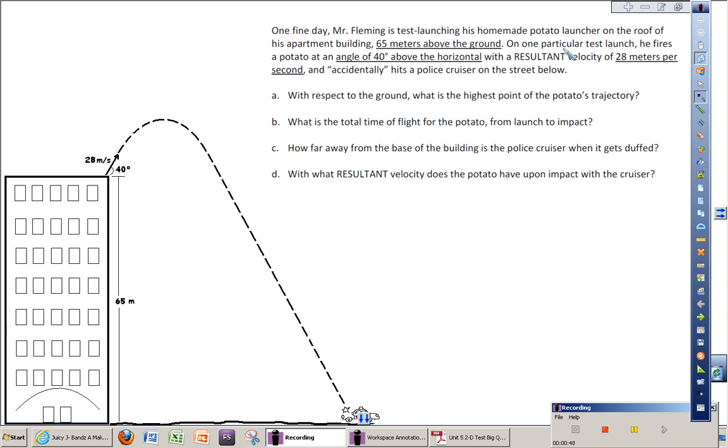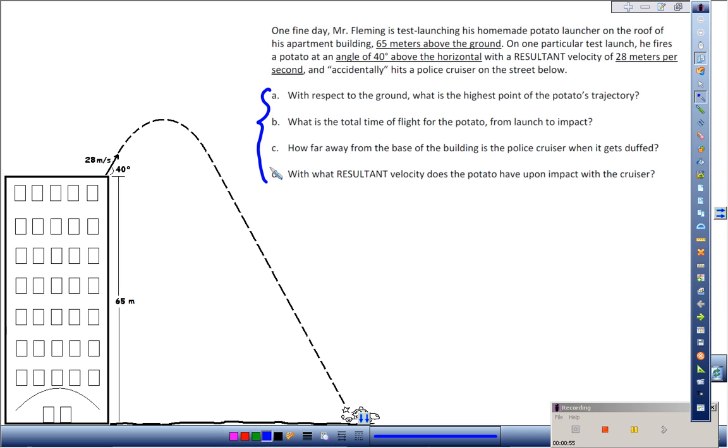But in any case, we have 4 problems that we need to solve within this. We want to know the highest point of the potato's trajectory, that is right there. It's not going to be 65 meters, obviously, because everything below here is 65 meters. We'd love to find this distance right there so that we can add it to the 65 meters. Question B says, what is the total time in flight for the potato from launch to impact?